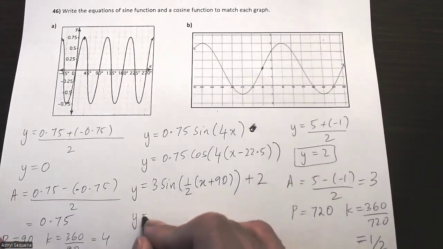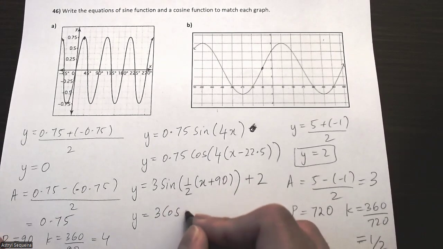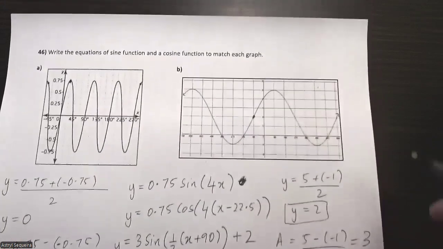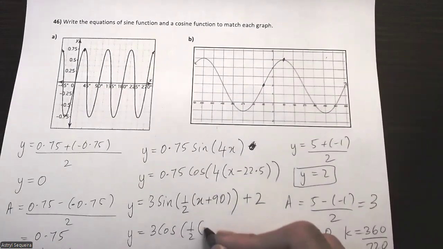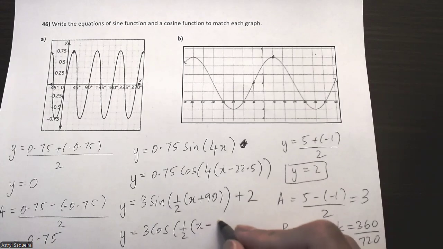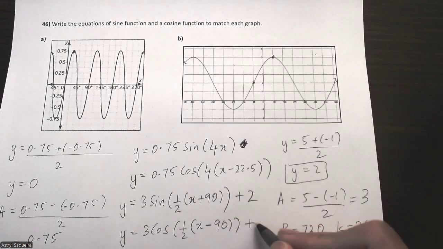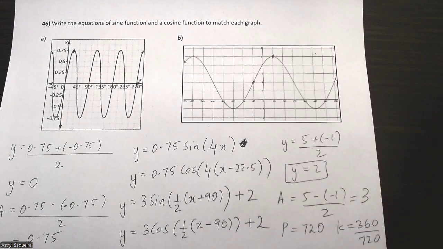And then my equation of axis is plus 2. And then let's do the cos equation. So y equals 3 cos 1 over 2. Cos graph starts at the top. That's phase shifted 90 degrees to the right. So x minus 90 plus 2.